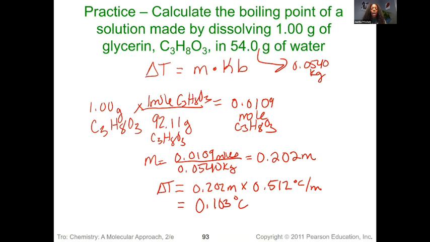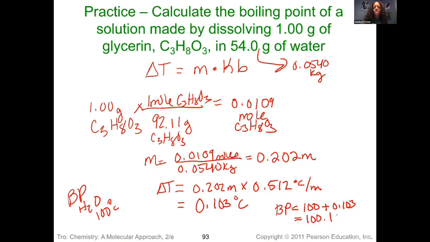Well, no, that's just telling us how much the temperature is going to change. If we were dealing with pure water, the boiling point would be 100 degrees Celsius. Now that it's changing by 0.103, our boiling point is going to be equal to 100 plus that 0.103, which gives us 100.1 degrees Celsius as our new boiling point. Okay, again, a lot of steps here, but we're just connecting the dots with those units.